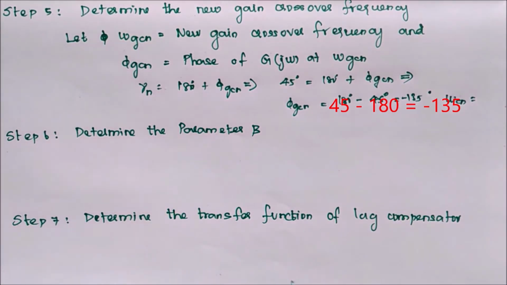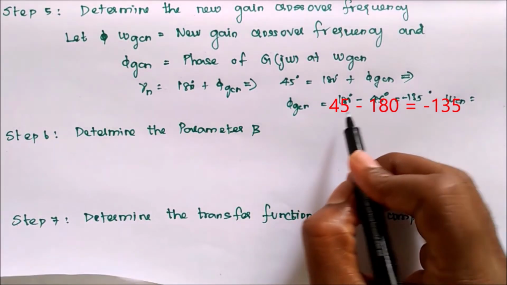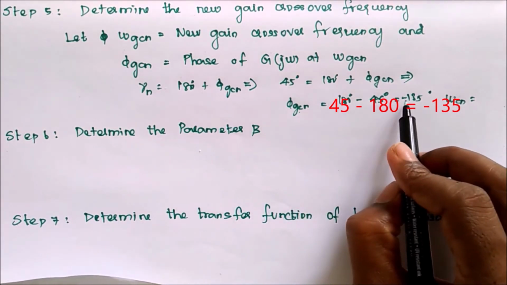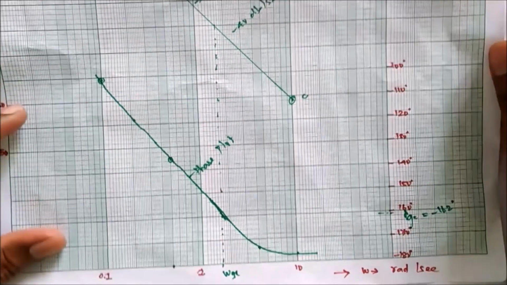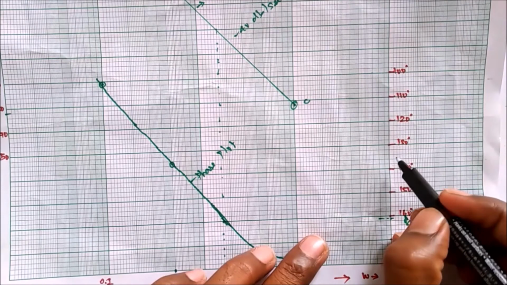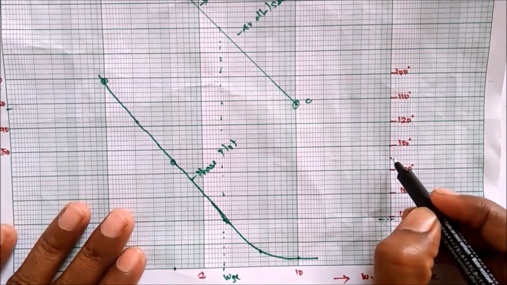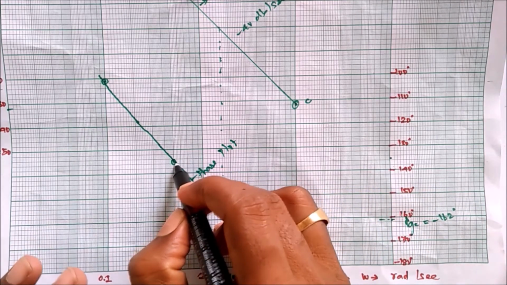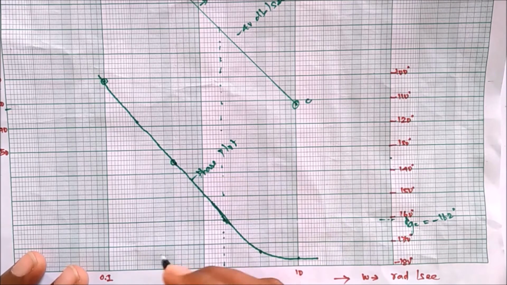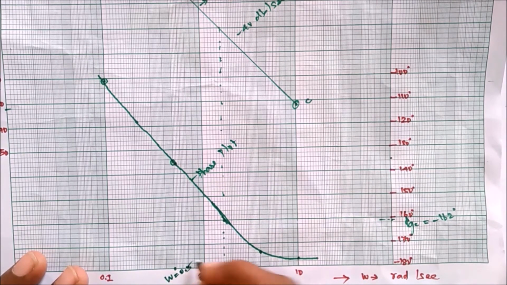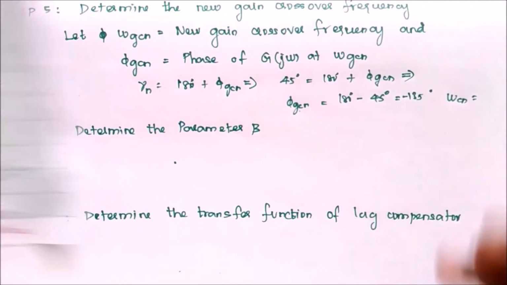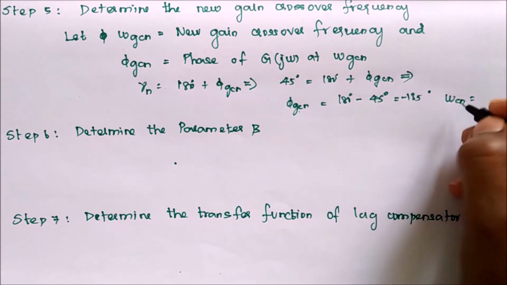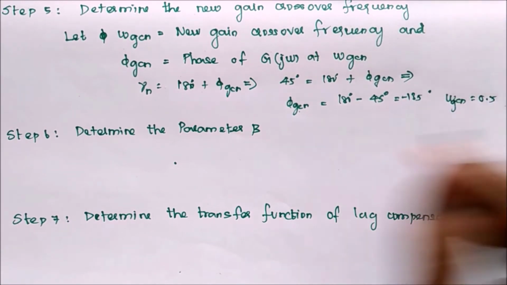Now for minus 135 degree, what will be omega gcn? From the phase plot, what is the frequency at phi gcn equal to minus 135 degree? We know from this plot, this is the minus 135, and at minus 135 the plot cuts exactly at this point. The corresponding frequency is 0.5. Therefore omega gcn equals 0.5 radian per second.